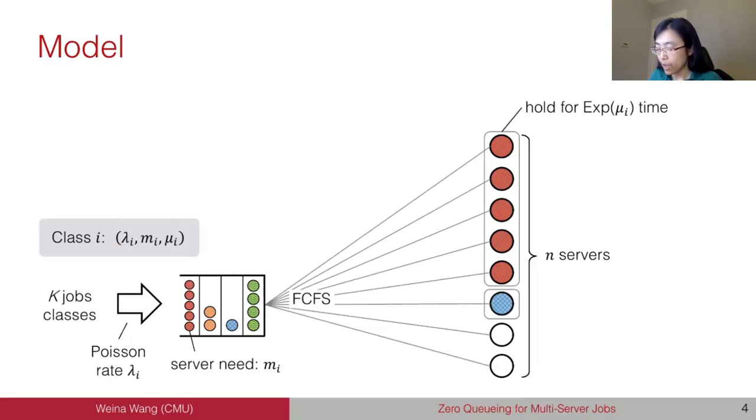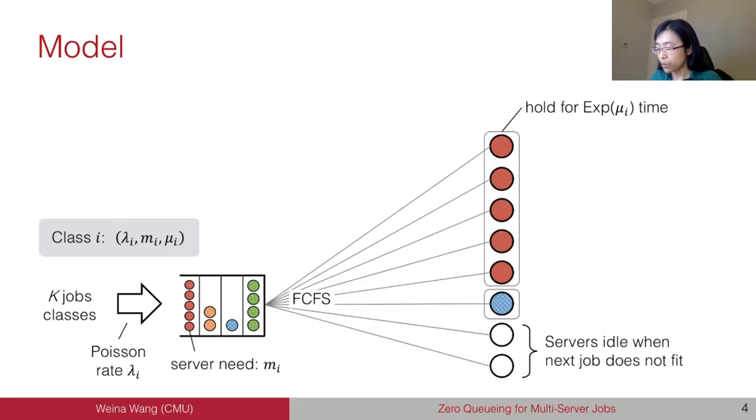We examine the number of available servers and see if we can schedule the next job in the queue. In this example, we have 2 idle servers, but the job at the head of the queue is the green job, which requires 4 servers. So we cannot accommodate this green job, and those 2 servers need to remain idle. This wastage is not specific to the first come first serve policy, but is intrinsic due to the fact that a job can now occupy multiple servers at the same time. And actually the results I'm going to present generalize beyond first come first serve.